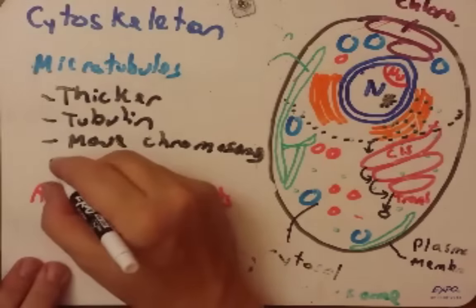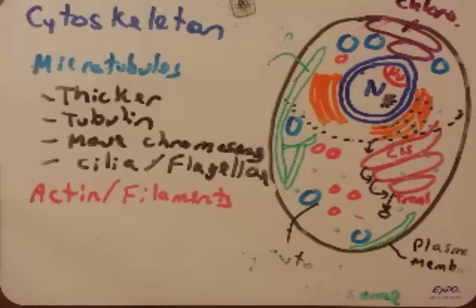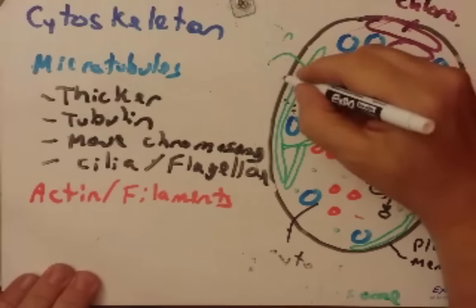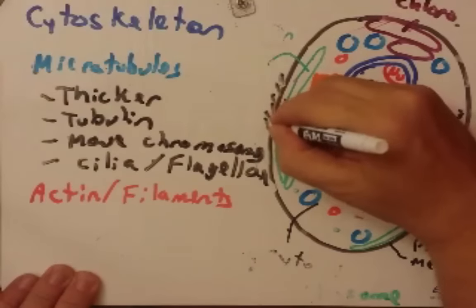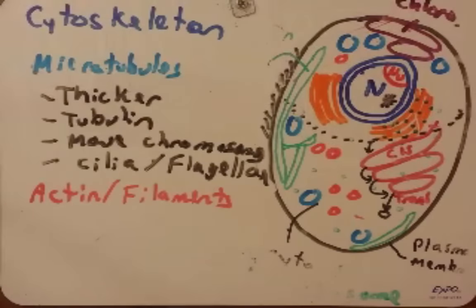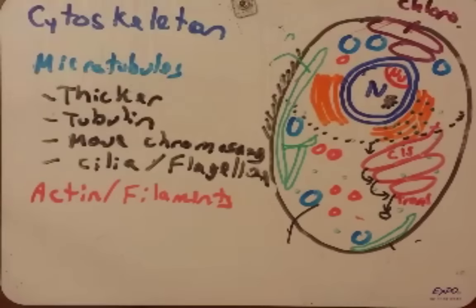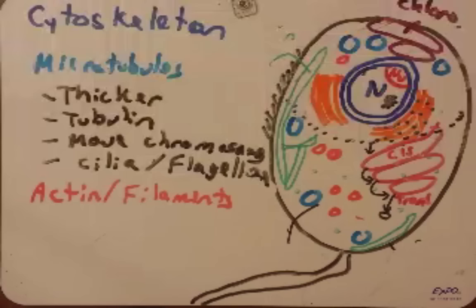We also see microtubules in cilia and flagella. So you might have cilia on the outside of the cell that may help direct movement of food or fluid around the cell. And the flagella may be at one end of the cell to help allow movement of the whole cell.